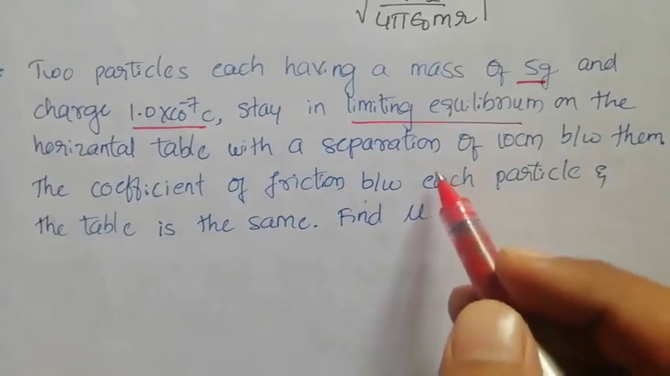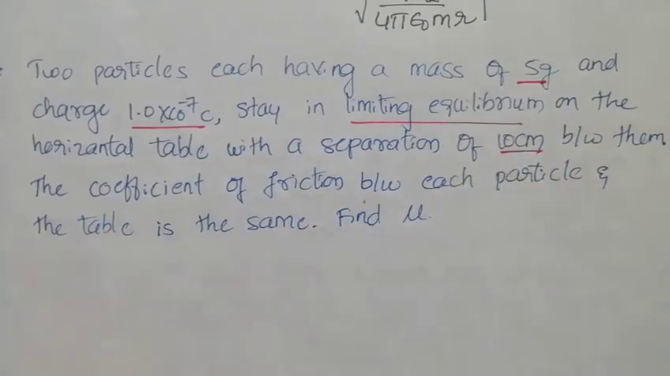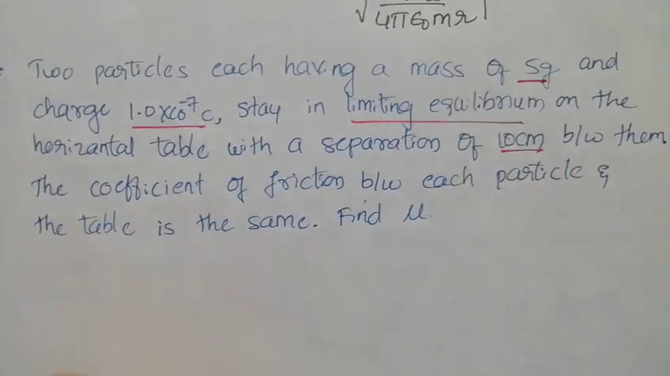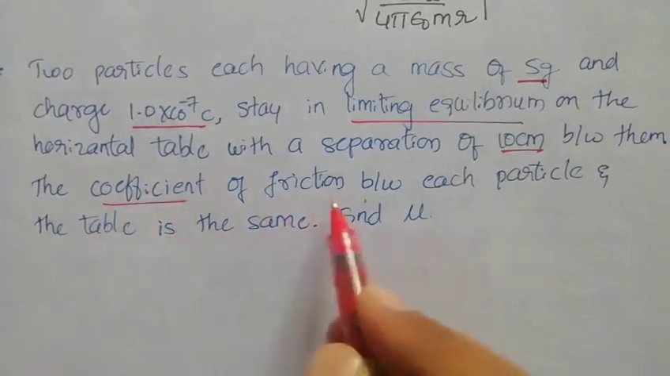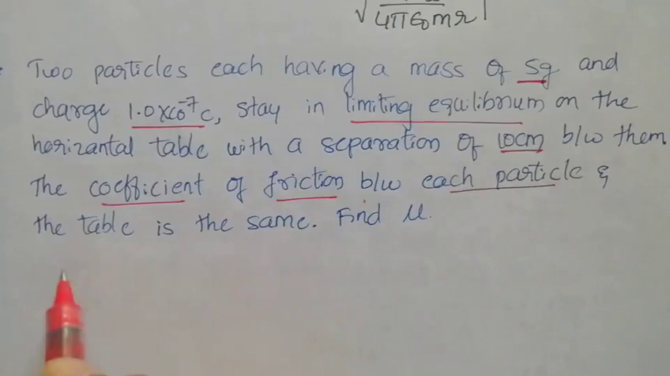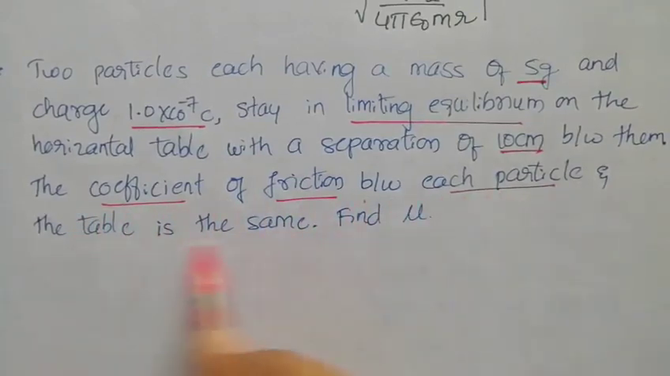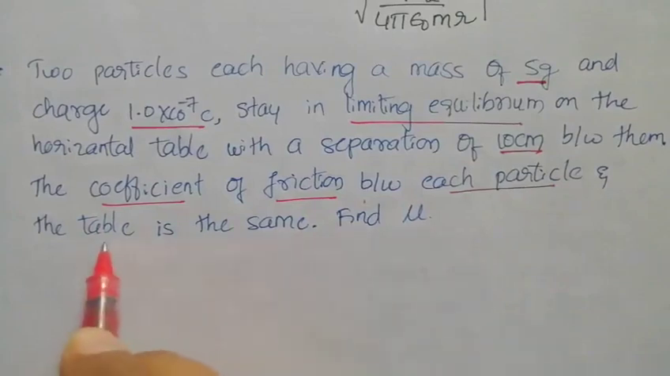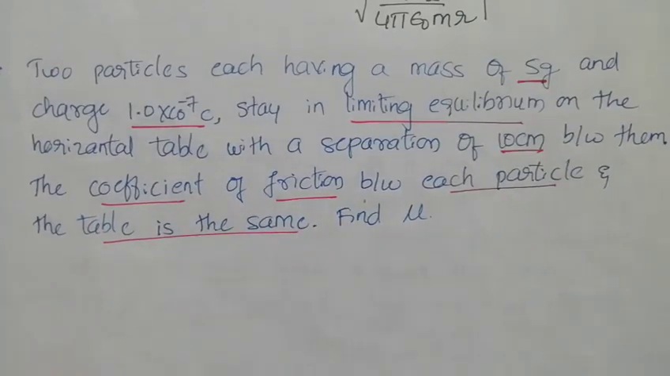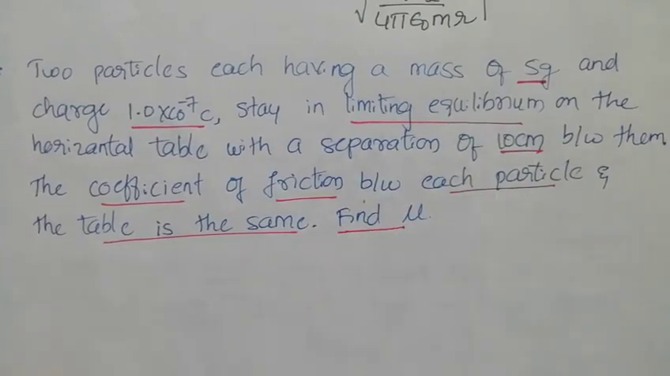They are placed on a horizontal table with a separation of about 10 centimeter between them. They are asking you to find the coefficient of friction between each particle and the table. The coefficient of friction between both the charges and the table is the same, and they are asking for the value of the coefficient of friction, that is mu.